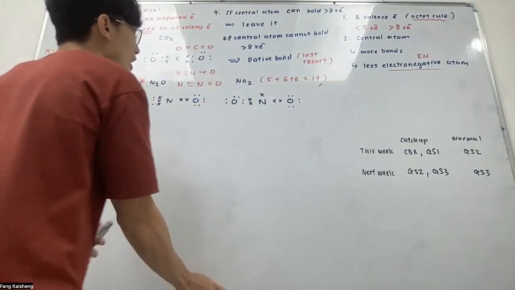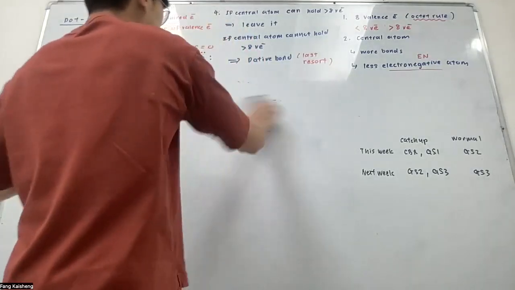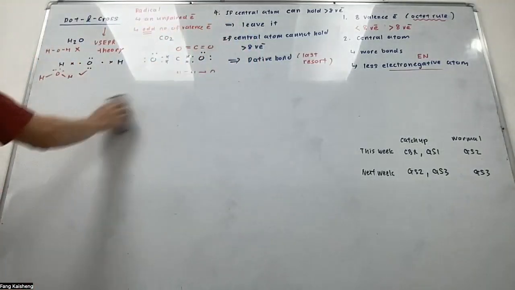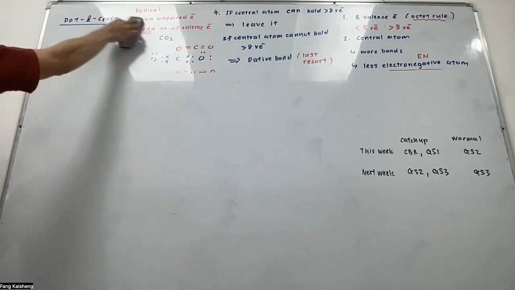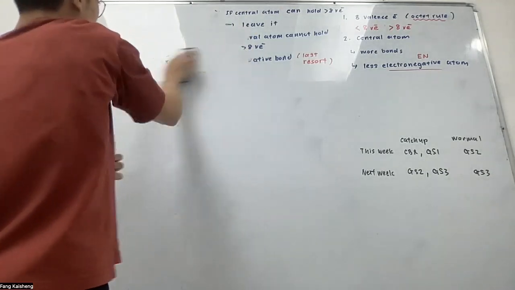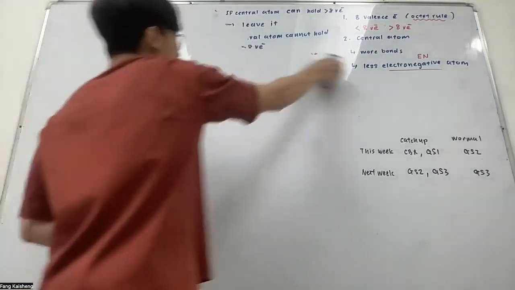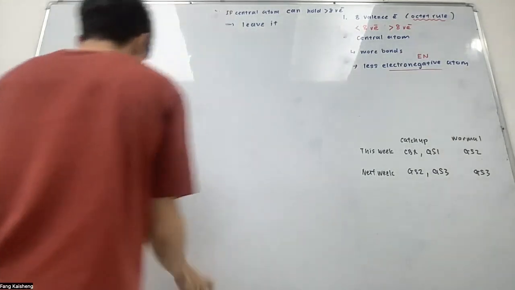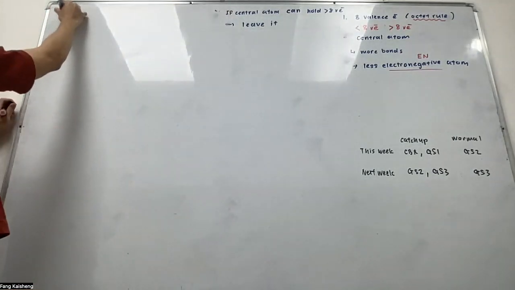I'll leave that there first, in case anyone else comes in afterwards. Anyways, today we're going to start on questions. Let's talk about a few things first before we dive straight into the questions. When it comes to chem bonding, there are 3 main core ideas.